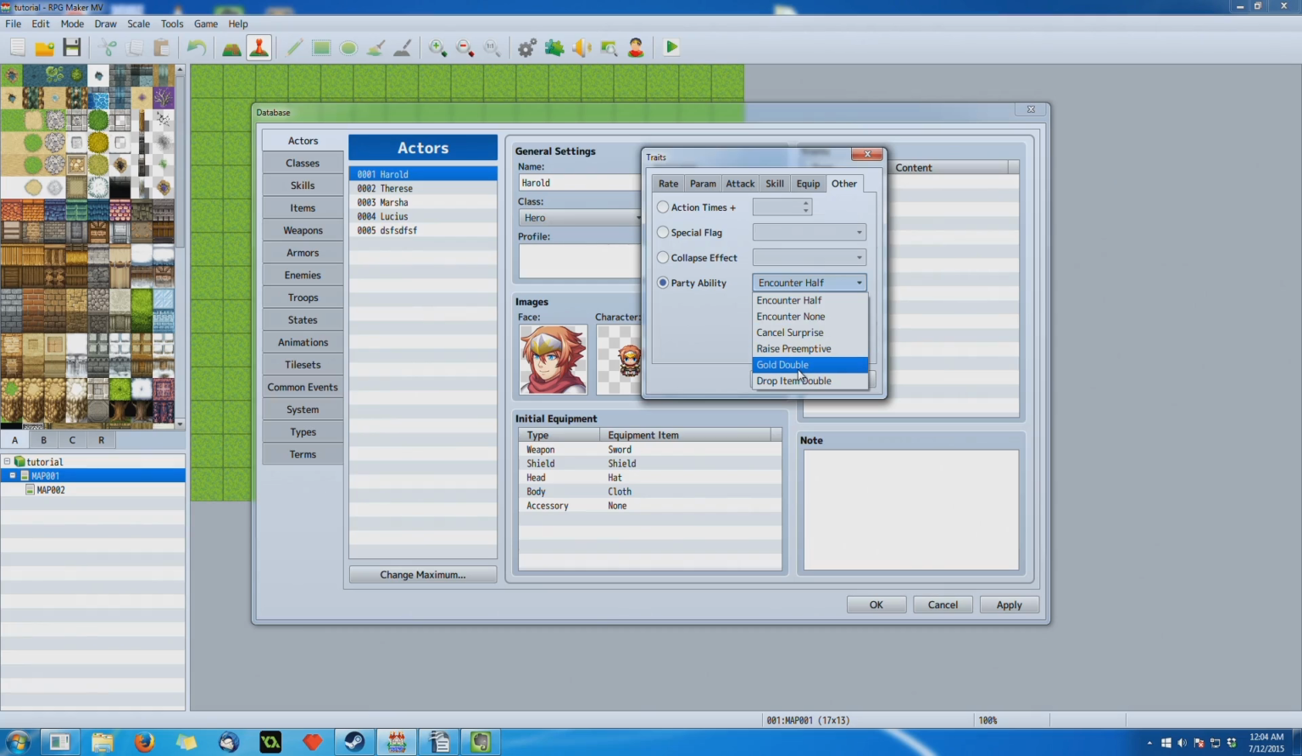Gold double means at the end of a battle, so this is only for the end of battles, you can be rewarded gold, which you can set through the enemies tab here. So say we have it set so when we win a battle, we get 30 gold. With gold double turned on, we'll get 60 gold. And drop item double means that you can set random chances for items to be dropped in battles through the enemies tab, and drop item double means that we have double the chance of items being dropped. So say there's a 30% chance for a rare dagger to be dropped. This will increase the chance to 60%.